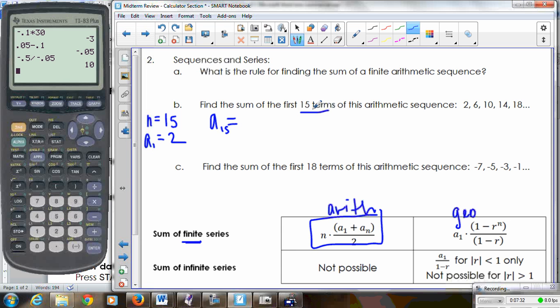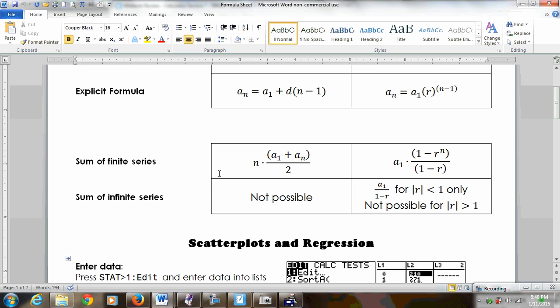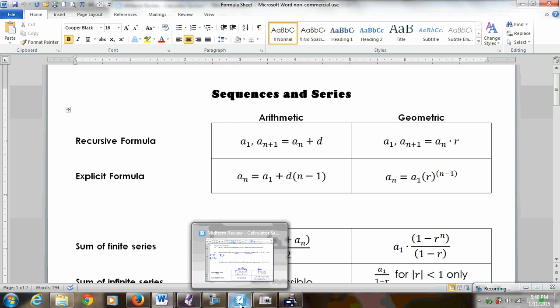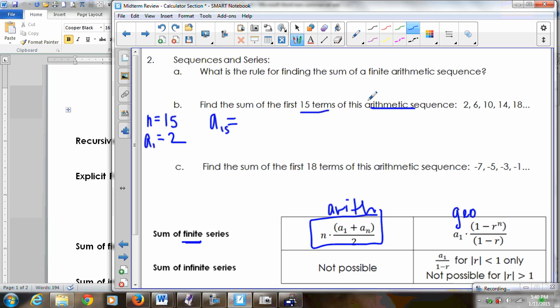In order to do that, I've got to recognize it's an arithmetic sequence. So I'm actually going to need to use my formula sheet, the explicit formula for an arithmetic sequence, which basically takes my first term plus the common difference times n minus 1, and that'll give me the 15th term.